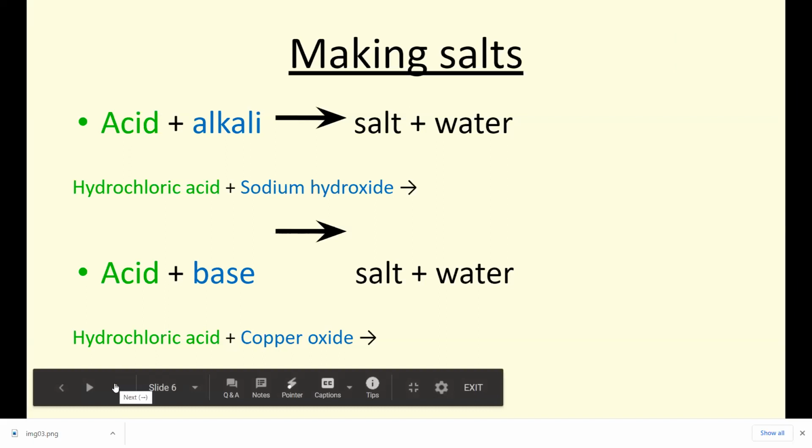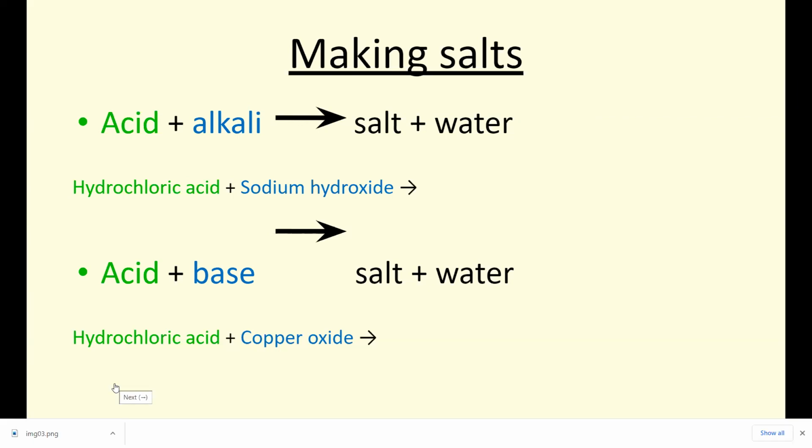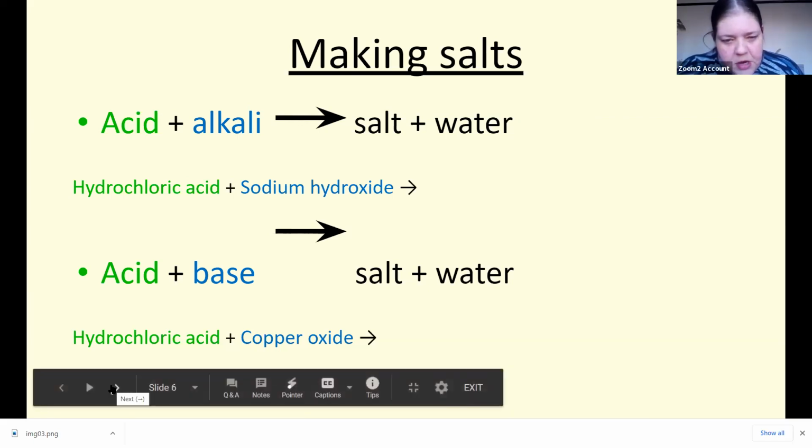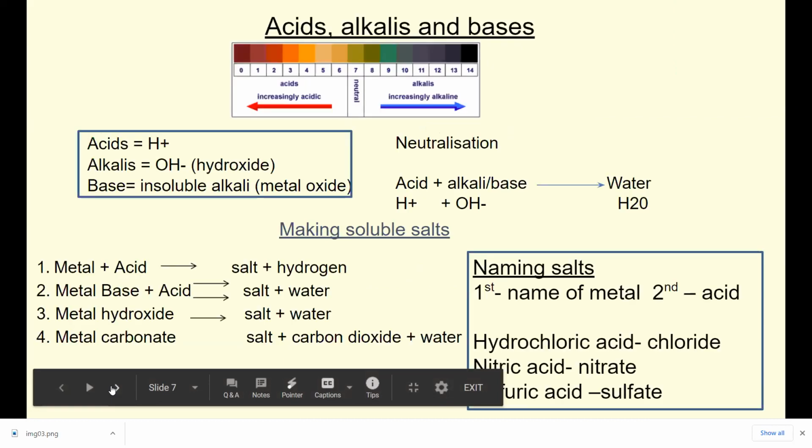Things that acid reacts with. We talked about alkalis, we talked about bases. And my next slide is going to summarize them all for you, because I thought I'd put a lovely one together for you. So sorry, miss, there's one more question just come in.